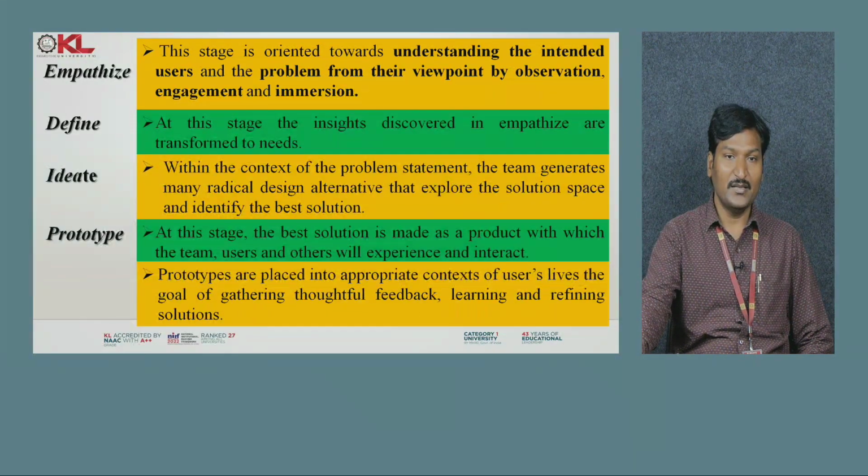In the prototype stage, the best solution is made into a product within the team, and the users and others will experience and interact with it. The prototypes have to be easy to experience and interact with, so we make the prototypes like that. And the next one is the testing process. In testing, the prototypes are placed into appropriate contexts of the users, wherever the users are living, and the goal is gathering thoughtful feedback from the users, learning and refining the solutions. So these are the 5 steps of design thinking.